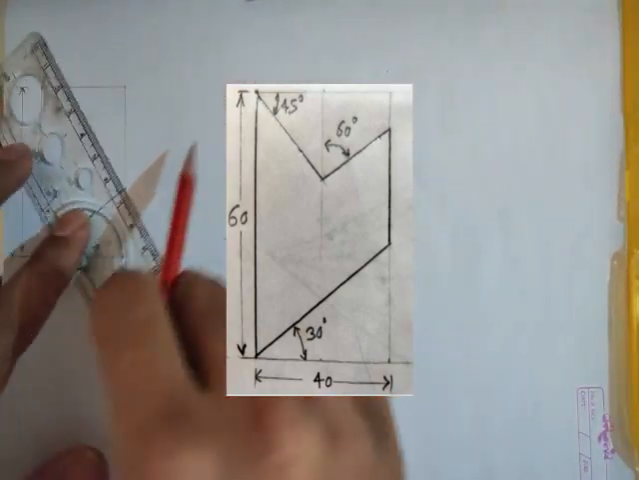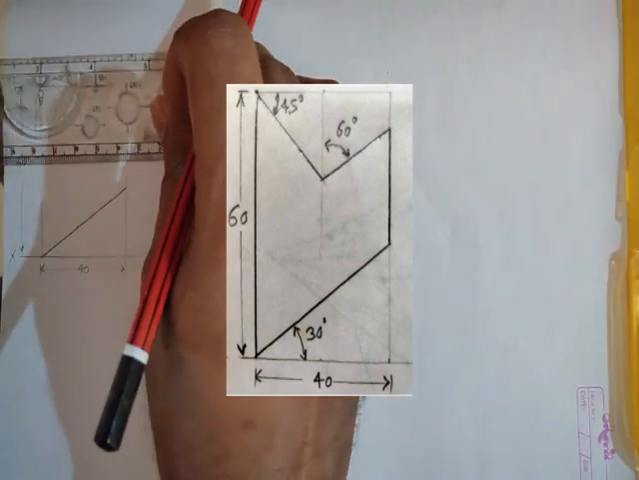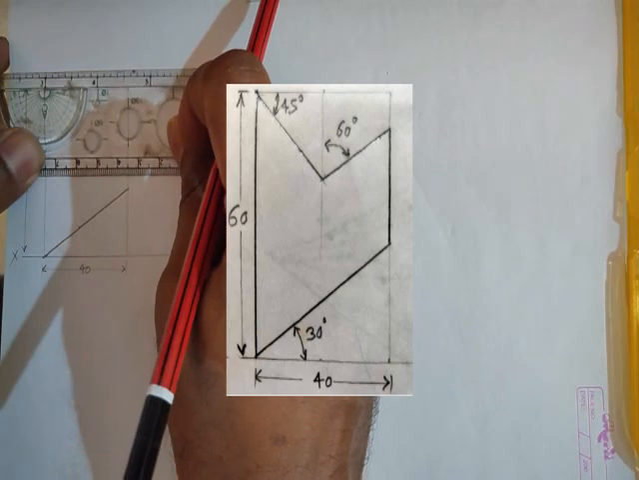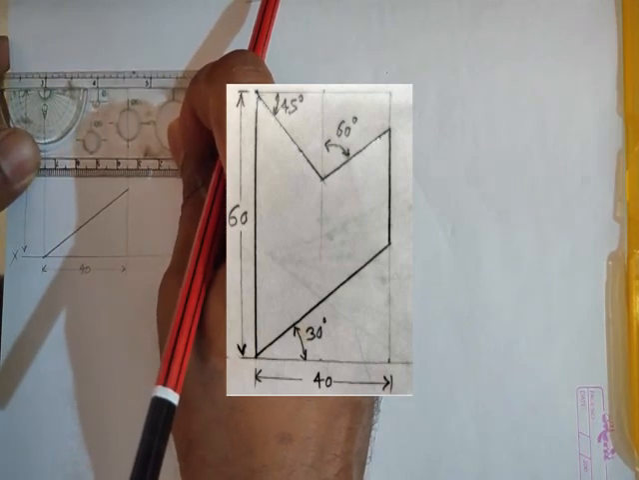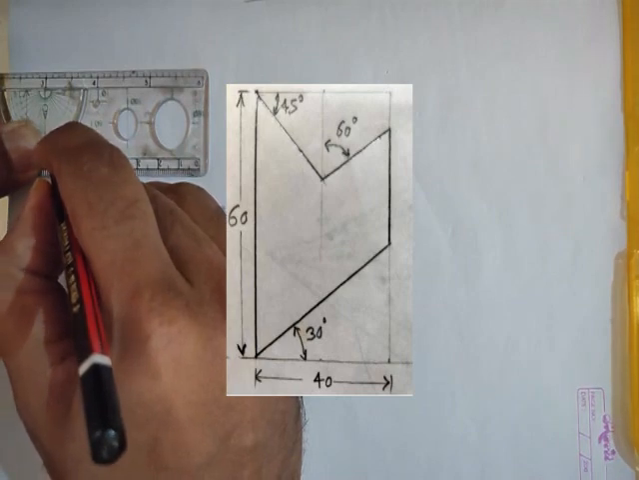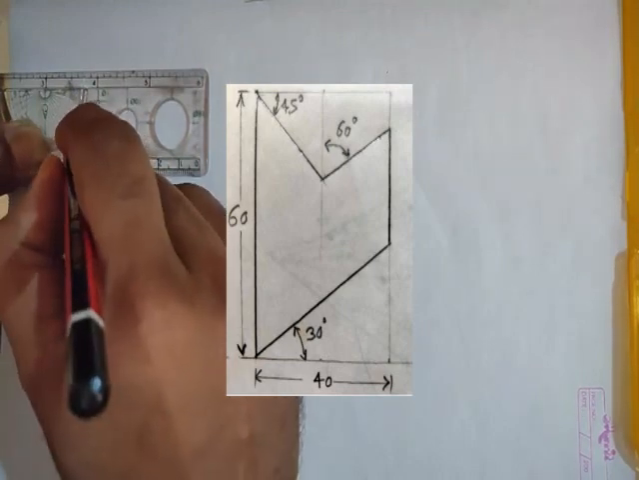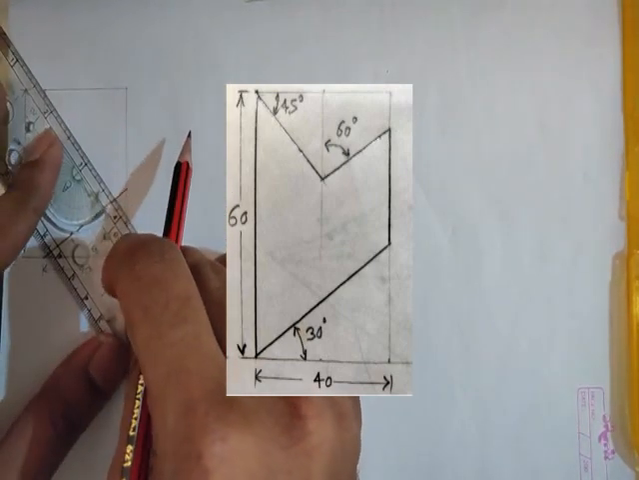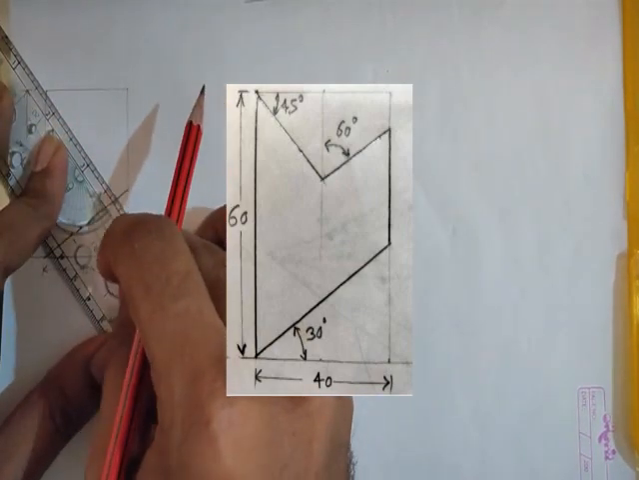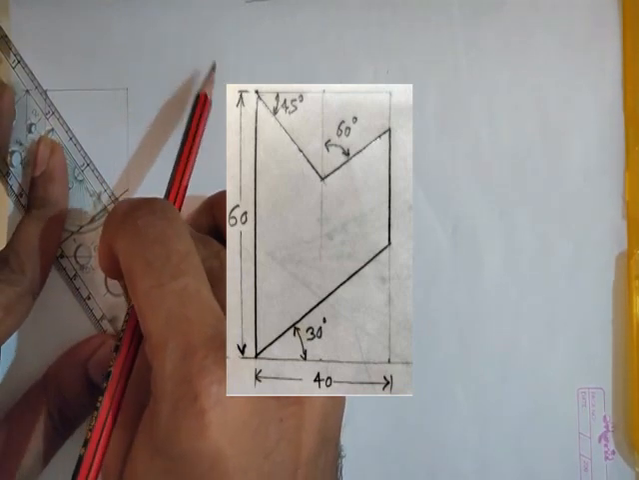the second cutting plane is at 45 degrees from the top left corner. So this is the top left corner and it's at 45 degrees. 45, so roughly here. So I'll draw it at 45 degrees.